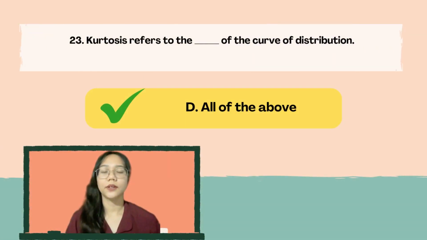The correct answer is D, all of the above. Kurtosis describes the shape or steepness of a frequency distribution curve. In other words, how tall or how flat the curve is. That means kurtosis talks about both height and flatness, which is why the answer is D, all of the above.